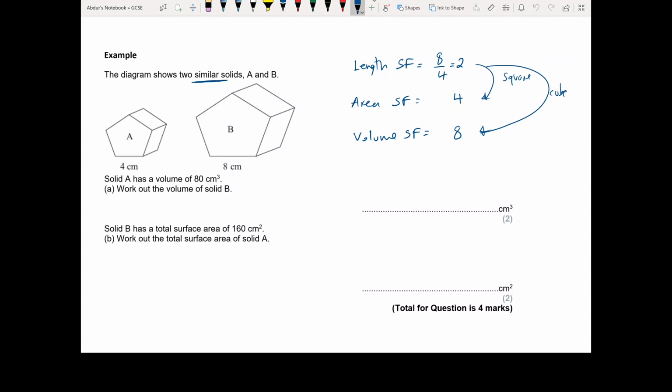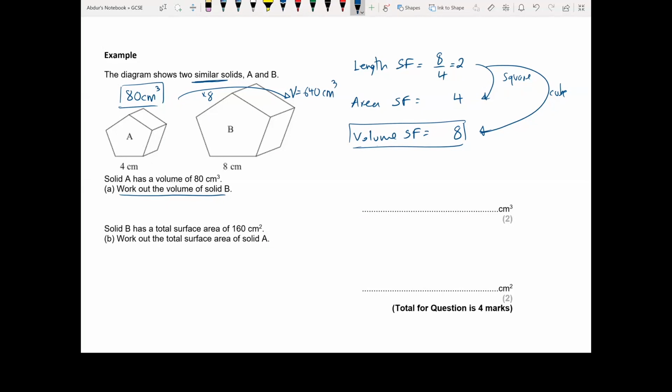So it goes on to say solid A has a volume of 80 centimeter cubed. I'm going to put 80 centimeter cubed onto my diagram so I can see it's near solid A. And the first question is asking me to work out the volume of solid B. So I know that if I want to go from my smaller volume, the 80 centimeter cubed, to the larger volume, I need to times it by the volume scale factor, which is 8. So if I multiply by 8, I've got 80 times 8, which gives me 640 centimeter cubed. So there we have it.